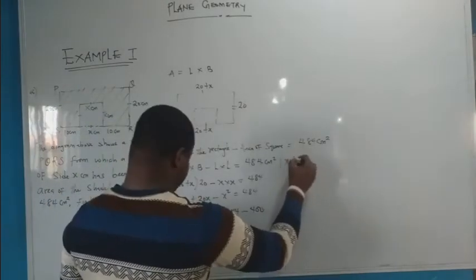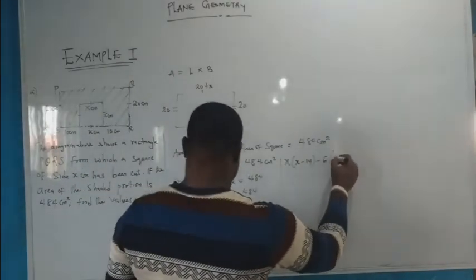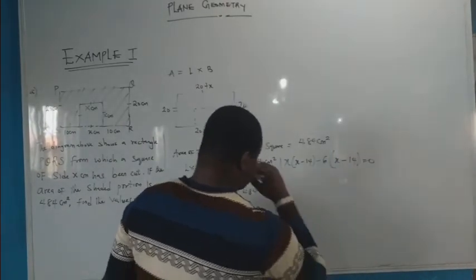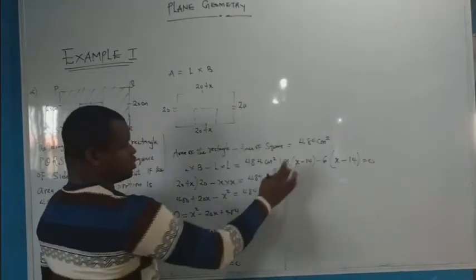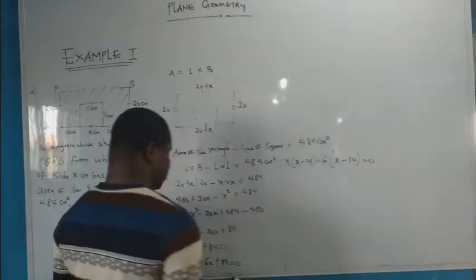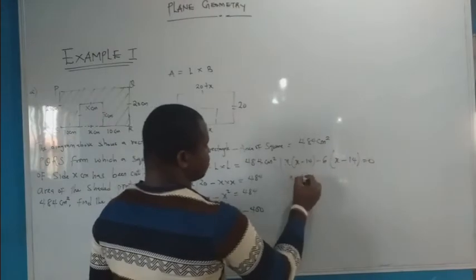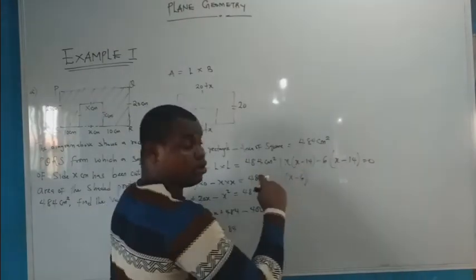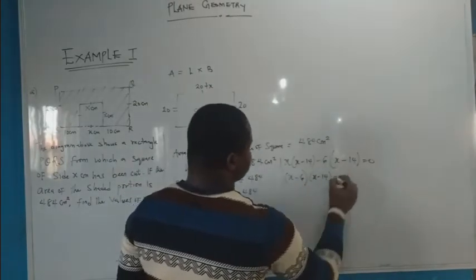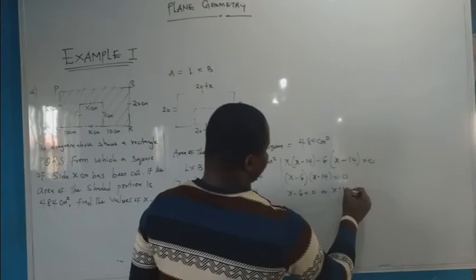We have x times (x minus 14), and we have minus 6 times (x minus 14) is equal to 0. So x times this gives this, then minus 6 times this gives this. Alright, so you take x minus 6 and one of the expressions in brackets, x minus 14, is equal to 0. So x minus 6 is equal to 0, or x minus 14 is equal to 0.